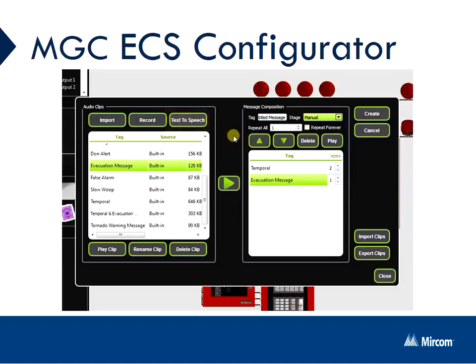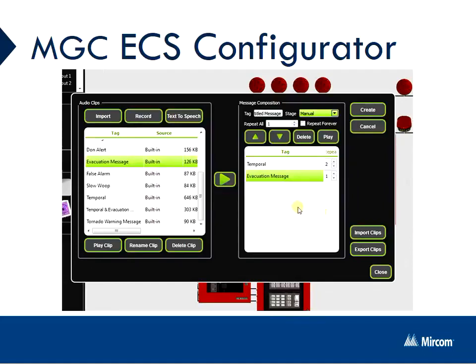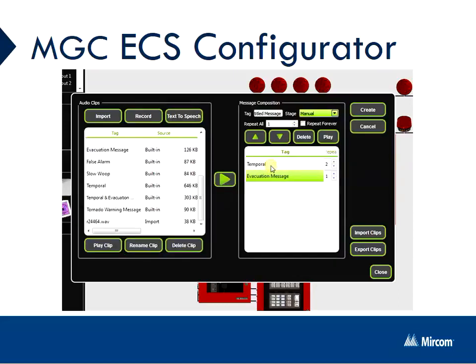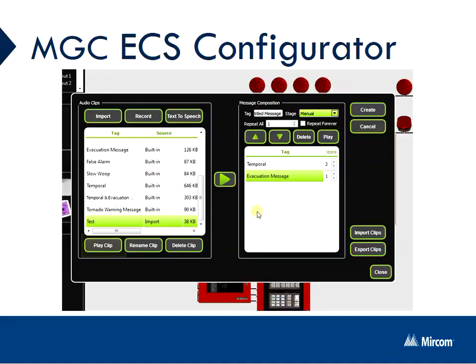For importing an audio file, click on Import and navigate to the location on your computer that the message resides. For the Record option, select Record. Choose the input device that you are going to record with and select Record. Once you have finished with your voice recording, you can select Stop, then Save. If you scroll down to the bottom of the clip selection, your recorded file will be available. If you wish to rename this file, or rename any file for that matter, click to highlight the file you wish to rename and choose Rename. You can also play the selected clip or delete the selected clip with the Play and Delete clip buttons.